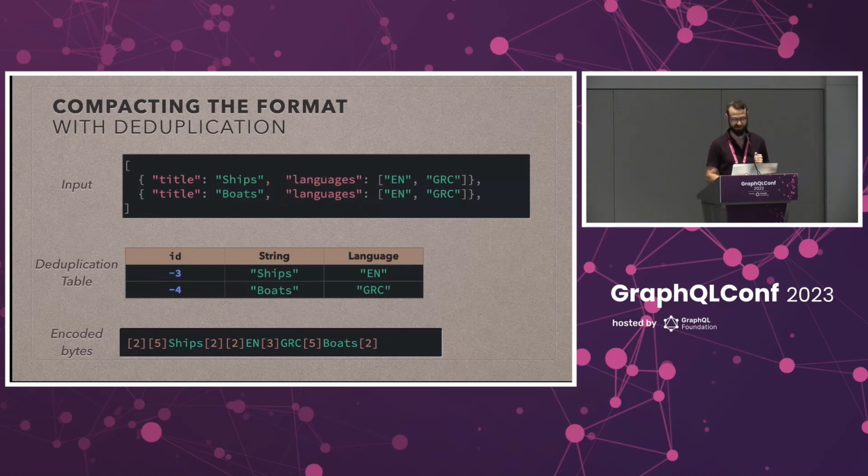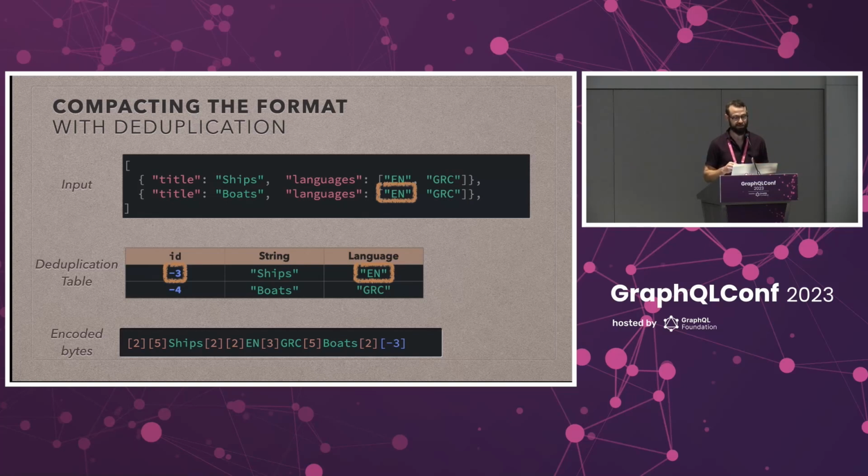And finally, we get to something that maybe is a little bit more interesting. We get to en, and this is actually a value that we've seen before. We can tell because we can see it in our deduplication table for this type. So instead of re-serializing this, we're going to look up its ID, which is -3, and we'll instead write that to our encoded bytes. So we'll just write a -3.